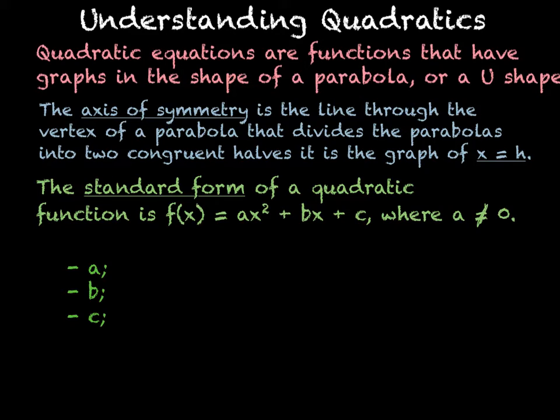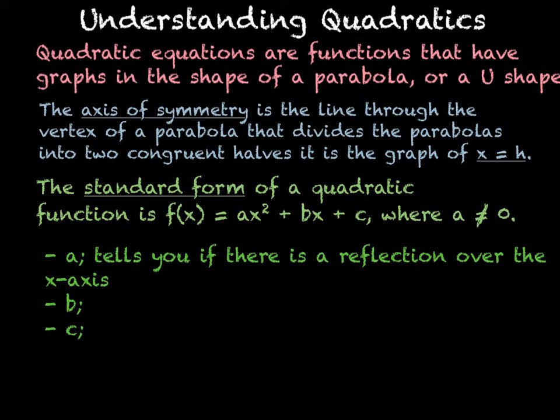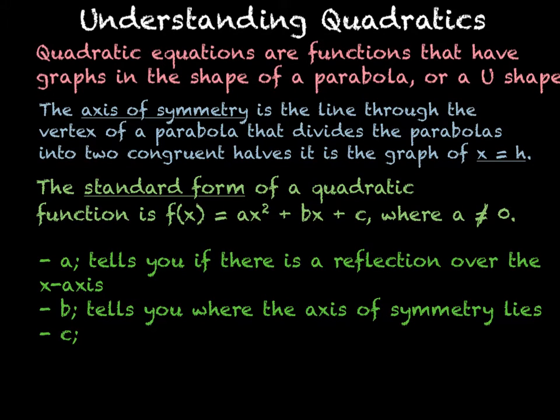The standard form of a quadratic function is f of x equals ax squared plus bx plus c, where a cannot equal 0. So now this a, b, and c are all just constant terms, and they all represent certain things. For example, a tells you if there is a reflection over the x-axis, the b tells you where the axis of symmetry is going to lie, and the c will tell you the y-intercept.